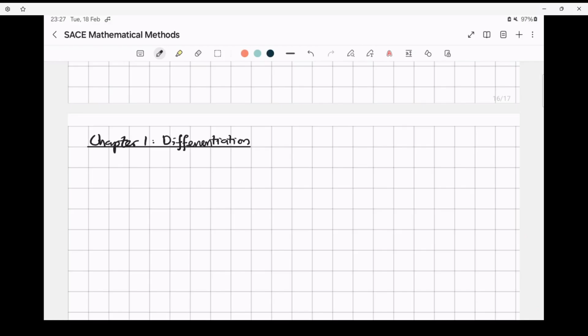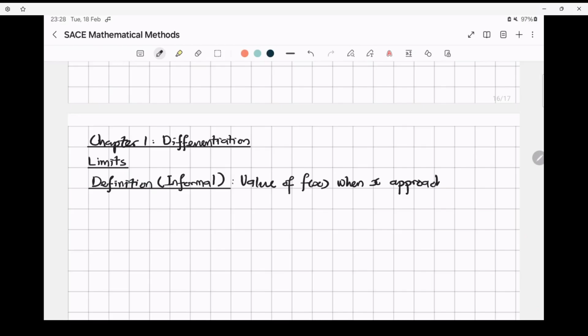So before we go into the idea of differentiation, we need to understand the idea of limits. So, the definition of limits. This is a bit informal. So what is the definition of limits? Essentially, this is the value of f(x) when x approaches some value. Let's say I label it as c.